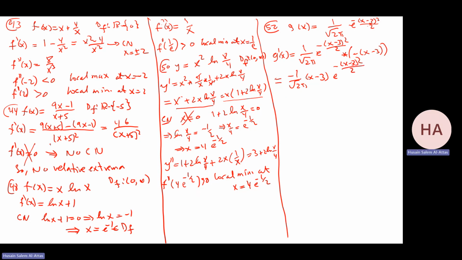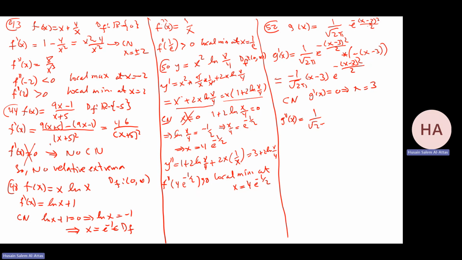So critical numbers. By the way, the domain is all real numbers, huh? Everything is okay. We have nothing to worry about. So critical numbers, I have x equals 3. Okay. We'll find g double prime. I will leave it for you. You will do it. You get this.